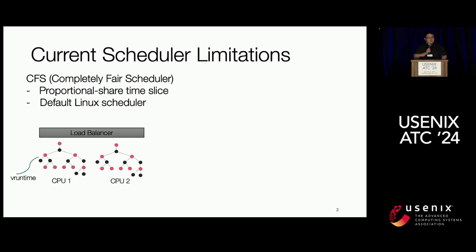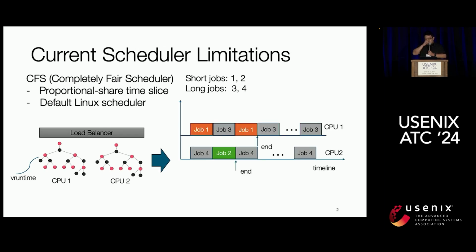CFS maintains a red-black tree in each CPU and sorts all the tasks in the system by the virtual runtime. The virtual runtime is essential for CFS. CFS will pick the task with minimal virtual runtime to run as the next scheduling entity. Let's see how it works in a simple example.